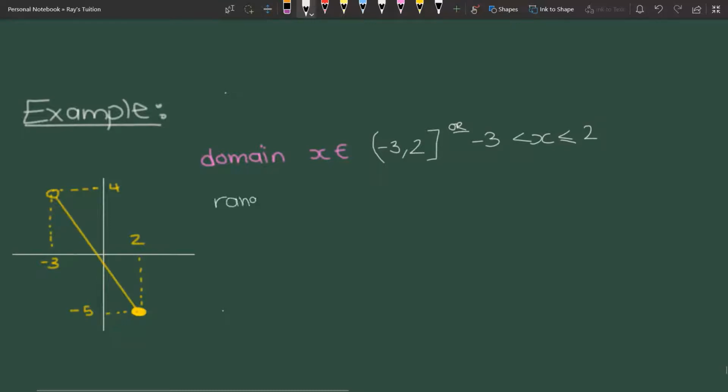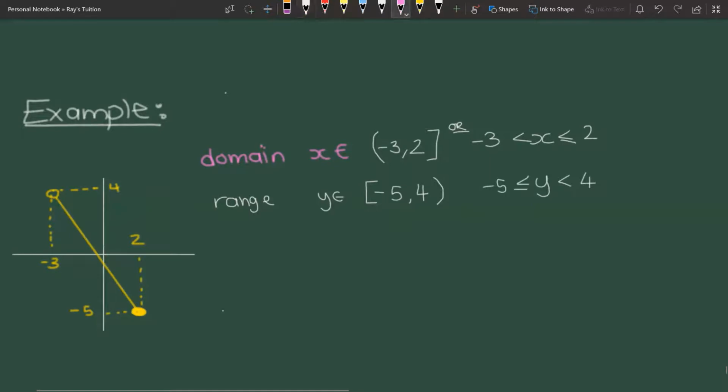Let's have a look at the range. So for the range, y is an element of... What is the smallest y value that it takes? It is -5, and the -5 is included. And what is the biggest value that it takes? If we have a look at the y value, it is 4. Again, the 4 is excluded, so it gets a round bracket. Again, you could write it as y is greater than or equal to -5 and less than 4.